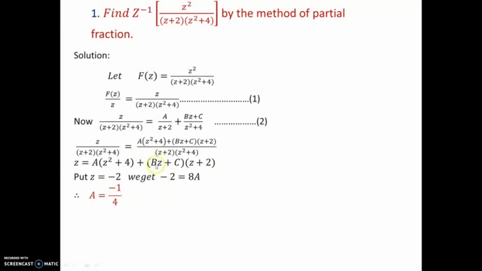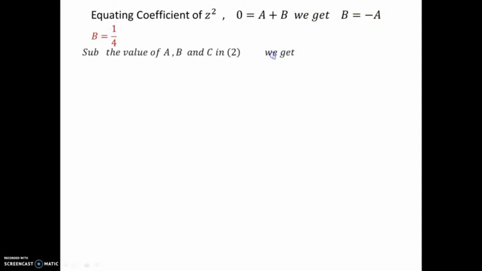Next put z equal to 0. B cancelled, we get A and C. Substituting the value A equal to minus 1 by 4, we get C equal to 1 by 2. Now for B, equate the coefficient of z squared on both sides. On the left hand side, there is no z squared term, therefore the coefficient of z squared is 0. On the right side it is A and also B. So 0 equal to A plus B, so B equal to minus A. The value of A is minus 1 by 4, so we get B equal to 1 by 4.